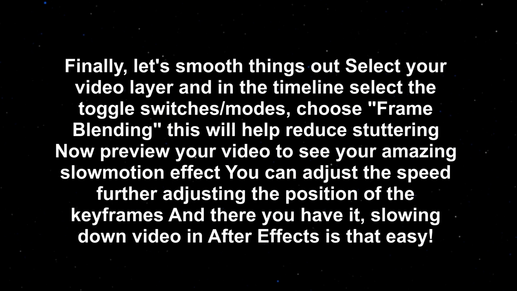Finally, let's smooth things out. Select your video layer and in the timeline select the toggle switches modes. Choose frame blending. This will help reduce stuttering. Now preview your video to see your amazing slow motion effect.